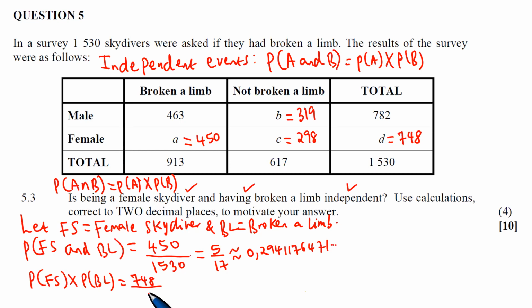Divided by the probability, by the total summation, divided by the total summation of every single bit of thing. Okay, what is the probability of a broken limb? First, how many have their limbs broken? How many have their limbs broken altogether?